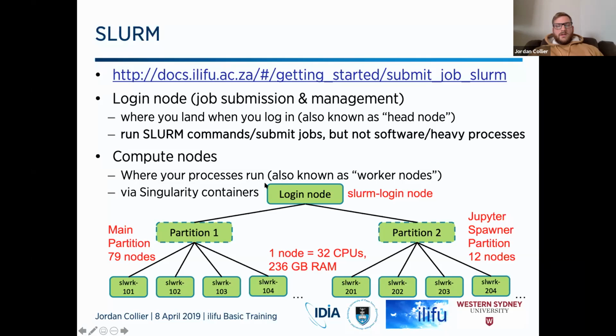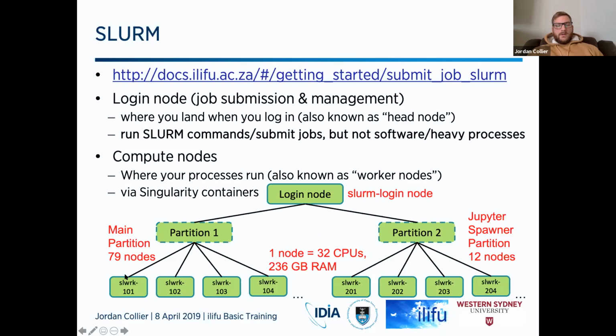And so you do this using the commands we'll talk about a bit later, but essentially we have different partitions. The main one has 79 nodes, and within that partition we have a number of different compute nodes. We also have a partition for Jupyter, which Jeremy demonstrated. So the Jupyter spawner itself has its resources allocated within SLURM in a Jupyter spawner partition.